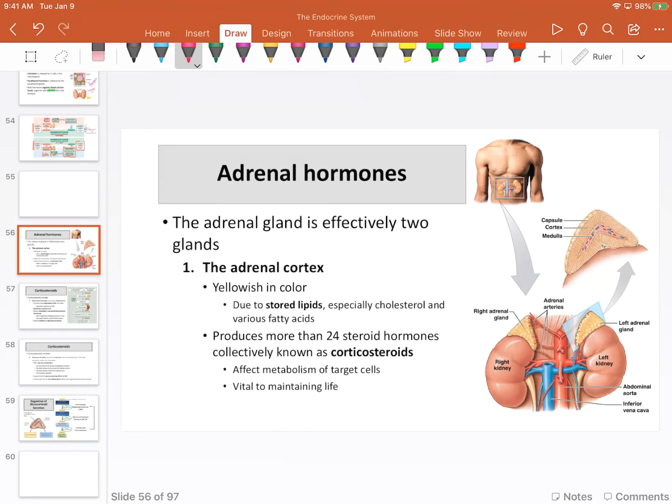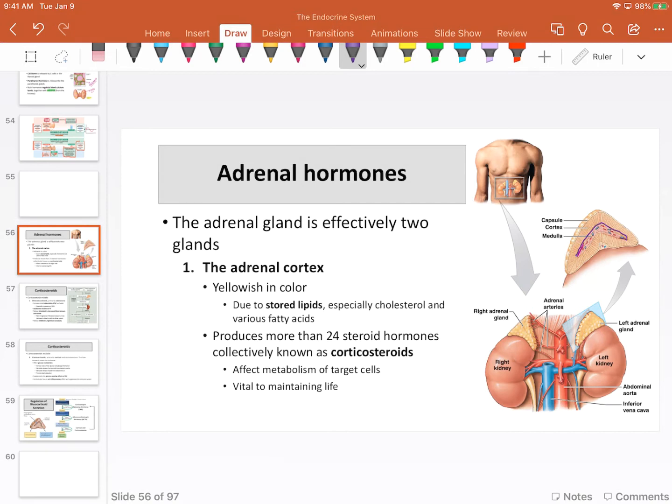Next, we move to the adrenal hormones. These would be hormones that are released from the adrenal glands. I've already discussed this, but just as a quick reminder, we actually have two different regions within the adrenal gland itself, and so we can classify them as two different endocrine tissues if we wished to.